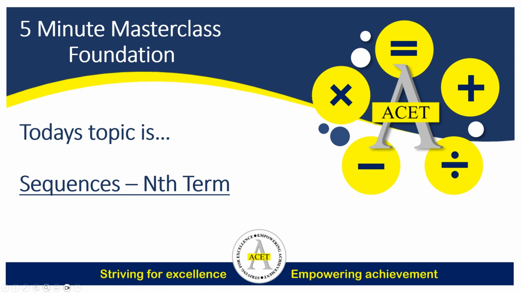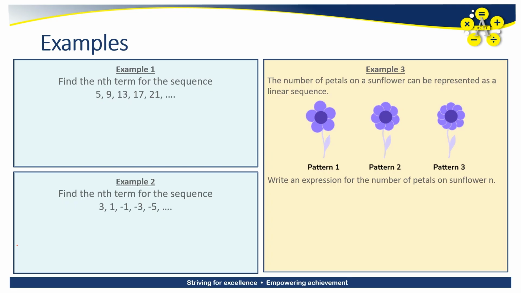Today's topic is sequences and finding the nth term. So I've got some examples here to support you today. Remember, when we're trying to find the nth term, what we're trying to do is to find the rule for the sequence so that I can find any term within that sequence, whether it's the next one or whether it's the 10th or the 100th or even the 1000th. It's useful for then working out whether particular numbers are within a sequence or how many terms are greater than or less than a number. So it's a really useful thing to be able to do.